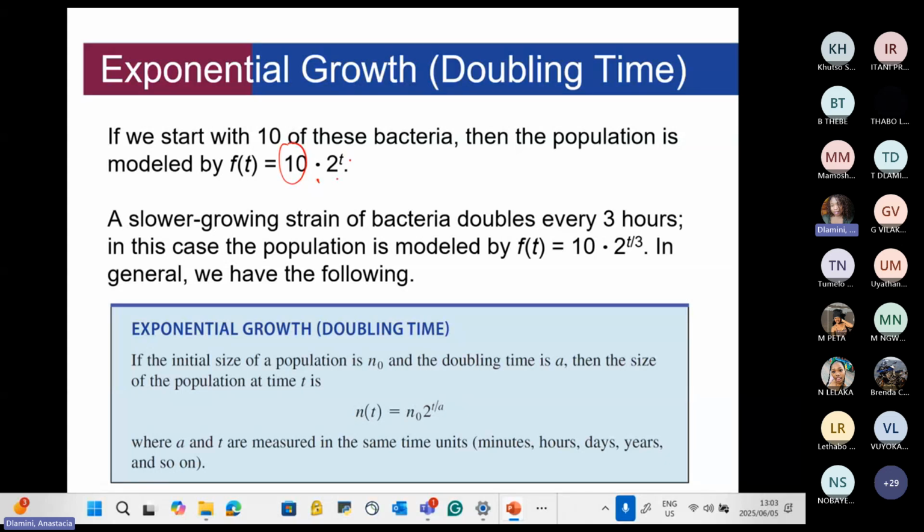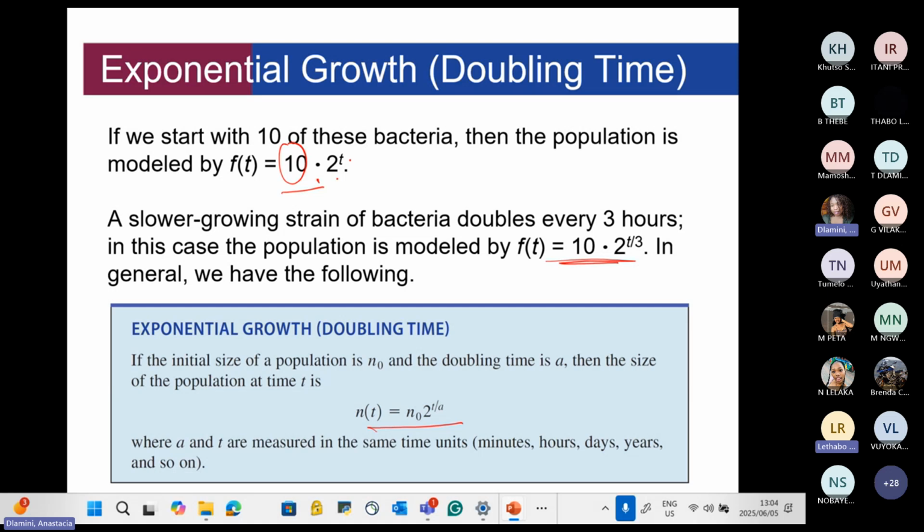Now, let's say we are looking at a slower growing strain of bacteria, doubling every 3 hours. Initially, the bacteria were doubling every hour, isn't it? Yes. So now the bacteria are doubling every 3 hours, meaning that they are slowly doubling. Now, in this case, the population is modeled as this. It's no longer the one from before. So in general, to model a population that is doubling, we'll use this formula here.